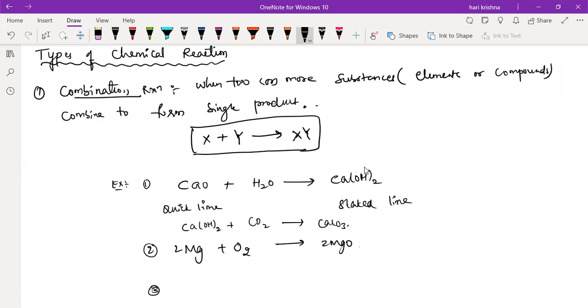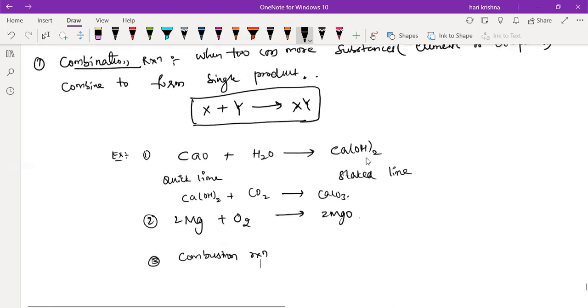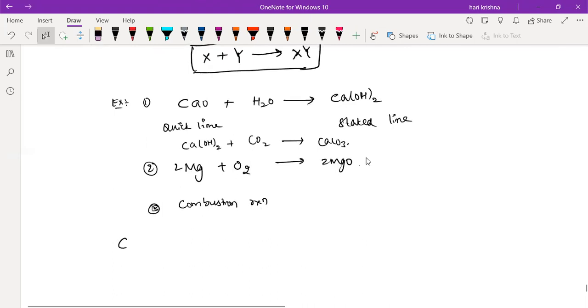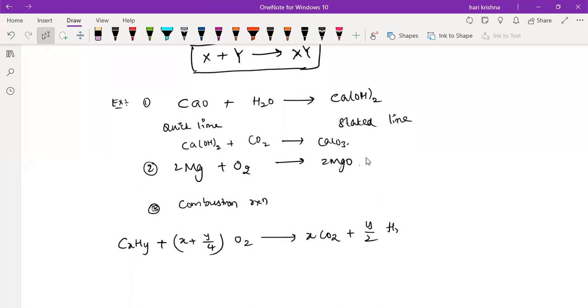Next, any other examples? Combustion examples come under the combination reaction. Do you know the general formula for a combustion reaction? It is CxHy plus (x plus y by 4) O2 gives x CO2 plus y by 2 H2O. This is a combustion reaction. So all the combustion reactions will come under the combination reaction. Okay. So this is a simple combination reaction.